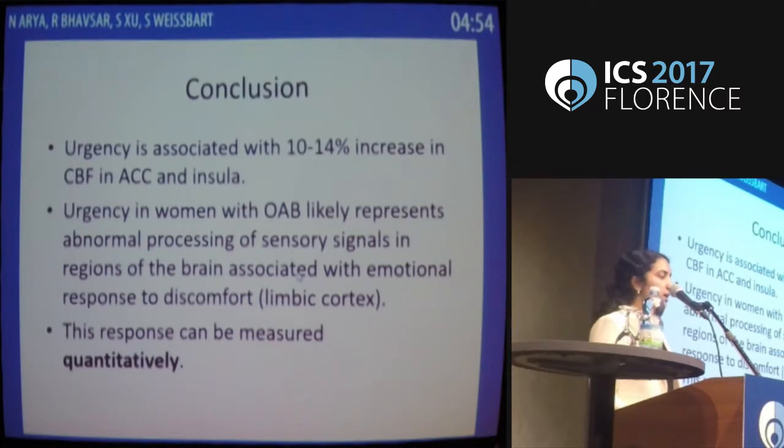So, our conclusions are that urinary urgency is associated with a 10 to 14% increase in cerebral blood flow in the anterior cingulate cortex and the insula. Urinary urgency in women with overactive bladder likely represents the abnormal processing of sensory signals in regions of the brain associated with the emotional response to discomfort in the limbic cortex, and this response can be measured quantitatively. Thank you.